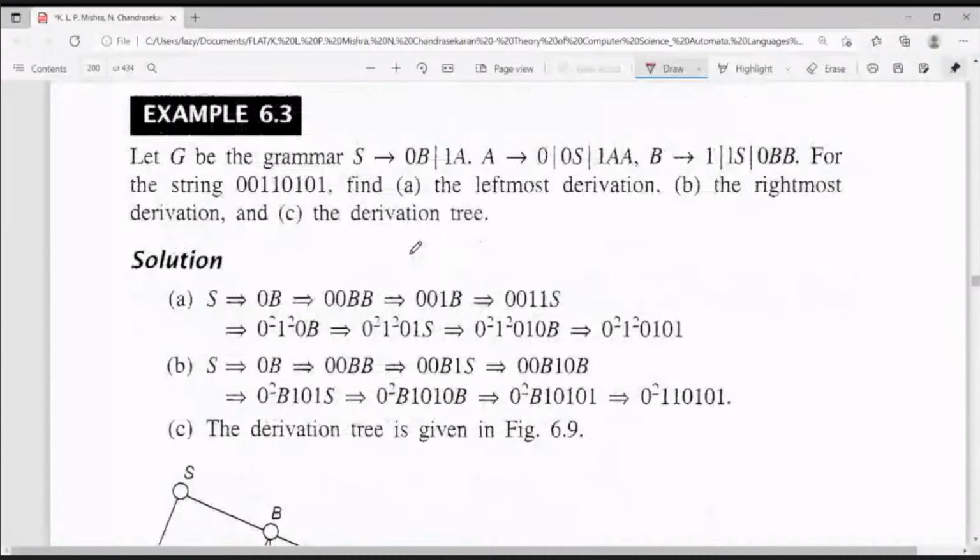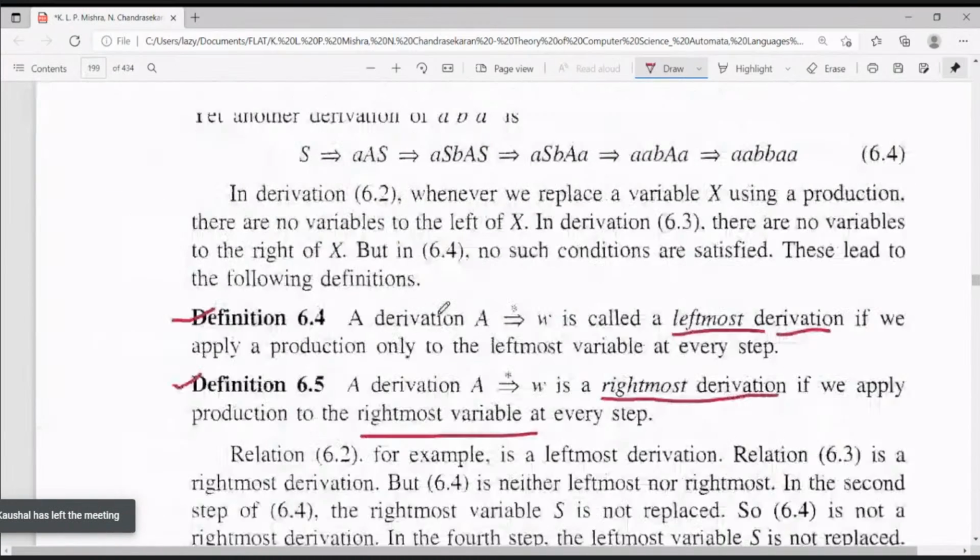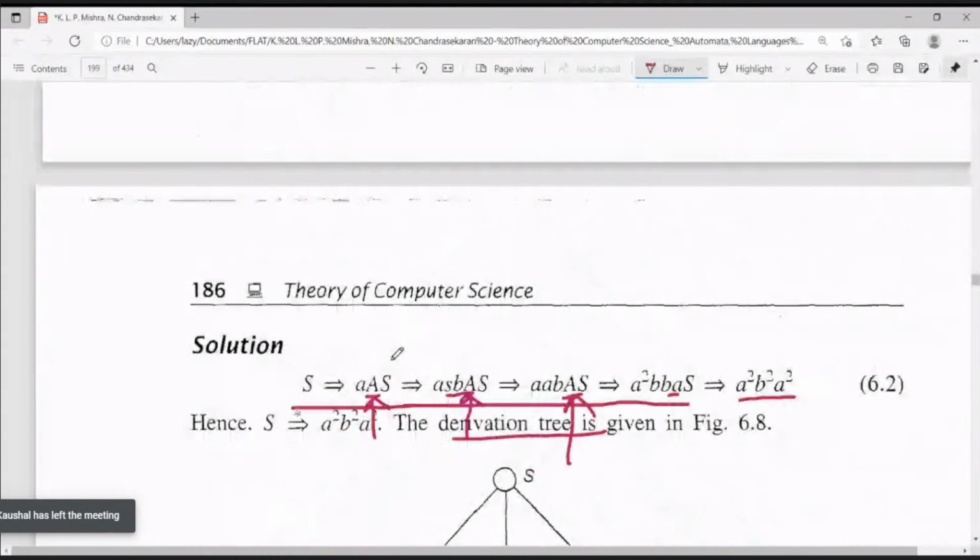Okay, so let us see. Okay, so this is the question. A grammar is given for the string. Find the leftmost derivation and the rightmost derivation. The productions are given to you, and you have been told to produce this terminal string using leftmost derivation and rightmost derivation. Previously, we have not mentioned whether this is leftmost or rightmost.